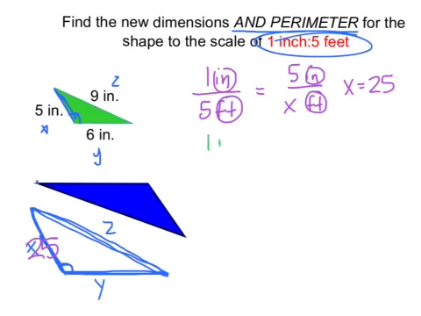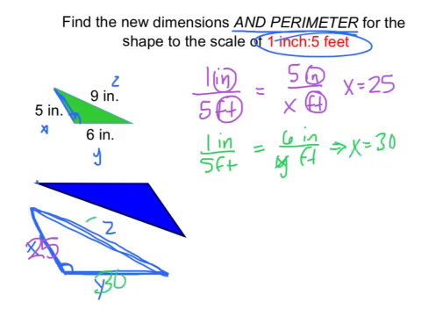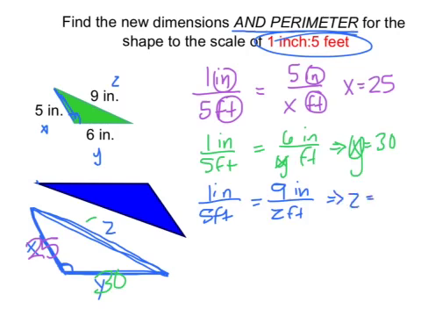Next we have y. 1 inch, 5 feet equals 6 inches over y feet. And that gives us x equals 30. Or y equals 30, sorry. And our final side for z, 1 inch over 5 feet equals 9 inches over z feet. And this gives us z equals 45. So we have our dimensions, 25 by 30 by 45 feet.